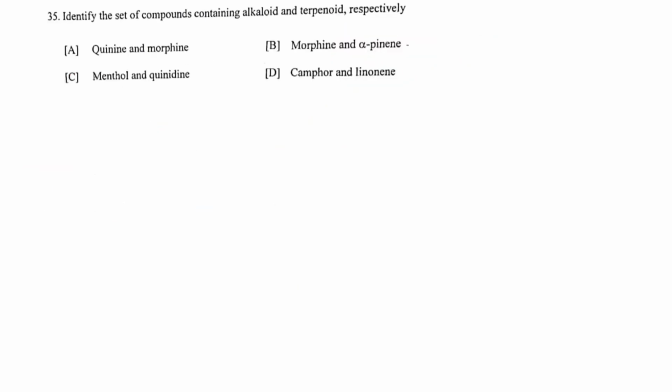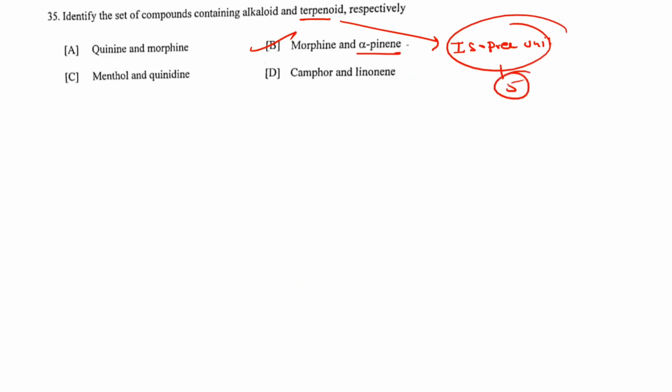And next question. Identify the set of compounds containing alkaloids and terpenoids. Very simple. Terpenoids we know very well. Alpha pinene. Directly put B as the correct answer. What is a terpenoid? They contain isoprene units, five carbons. Isoprene unit. Option B is a direct question.